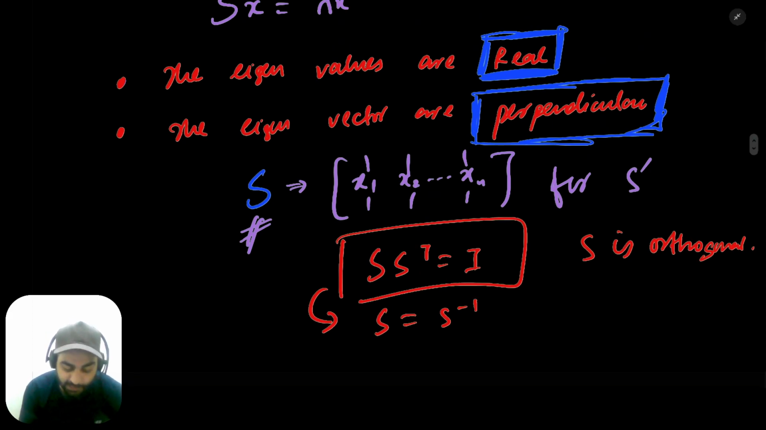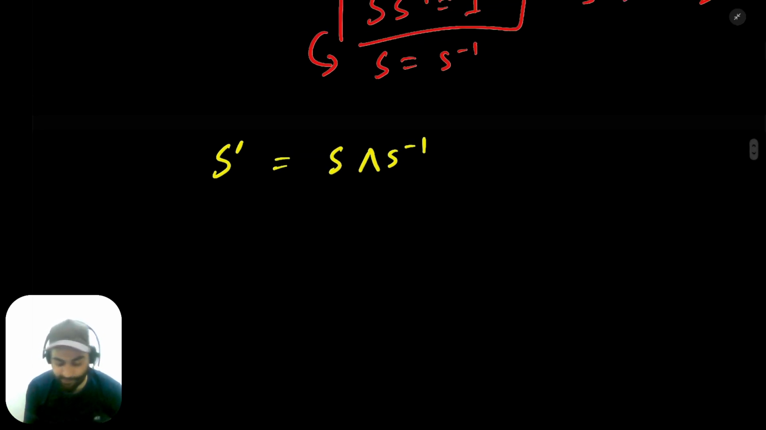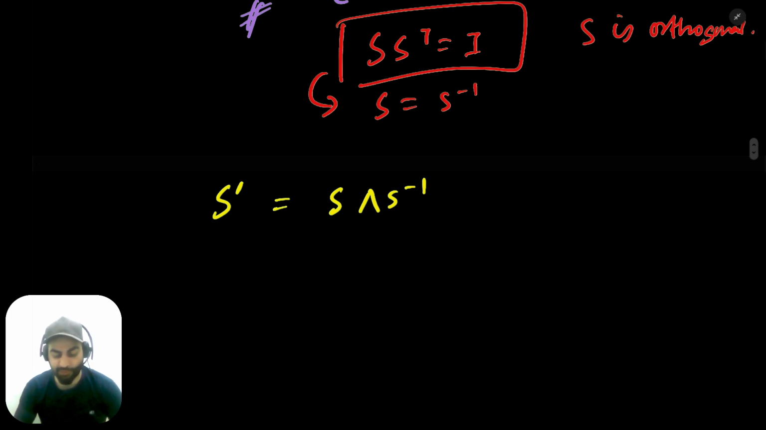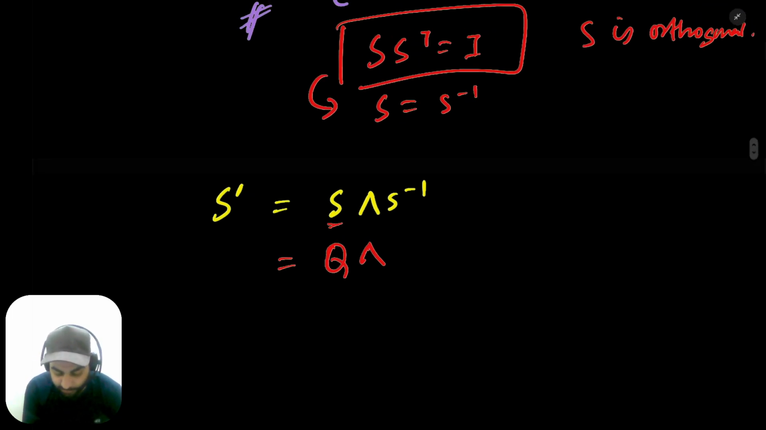Now you know the diagonalization that we saw: if we have this matrix S dash, which is a symmetric matrix, it is equal to S lambda S inverse. Now I can replace this with Q, because I know these matrices are orthogonal. So I can write Q lambda. Sorry, here it should be S transpose, because S transpose is the inverse of S.